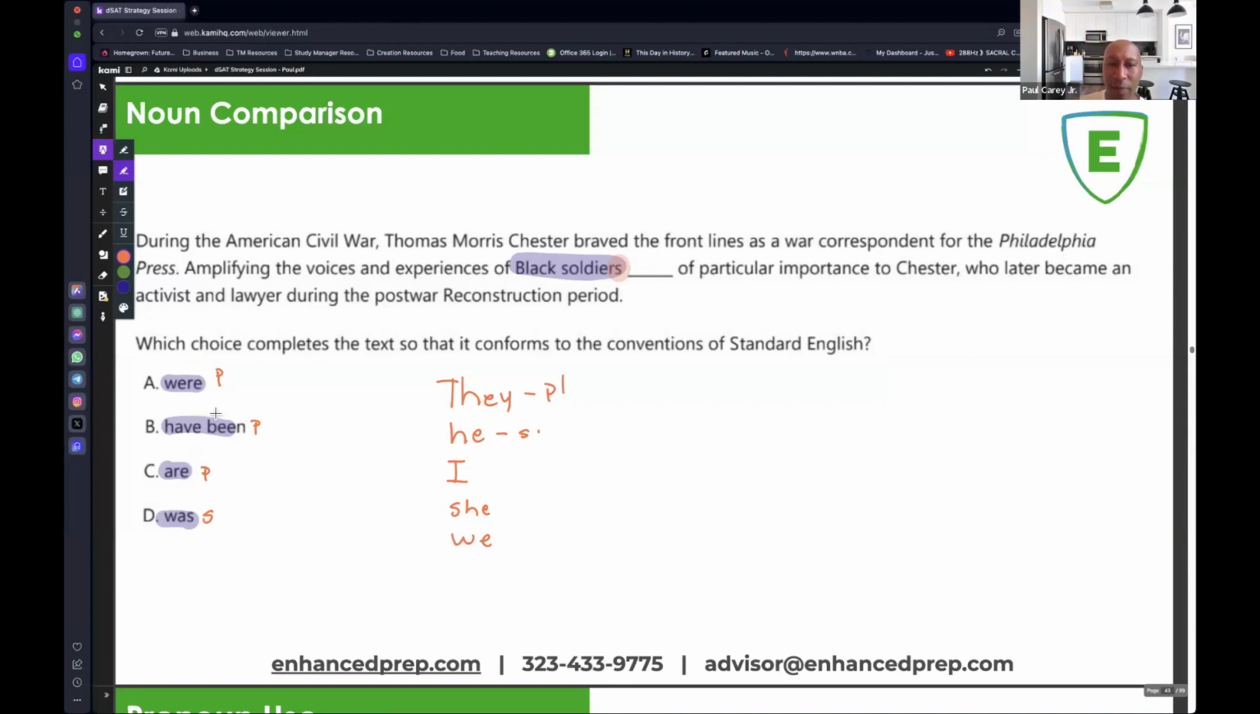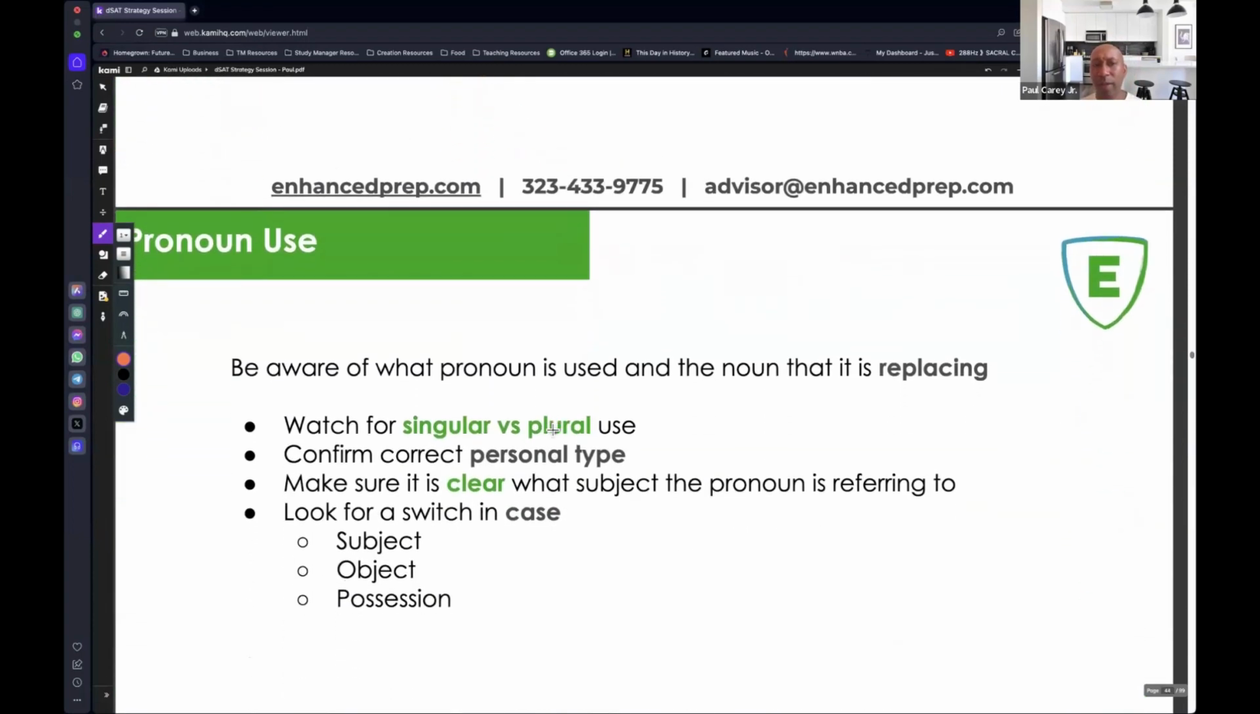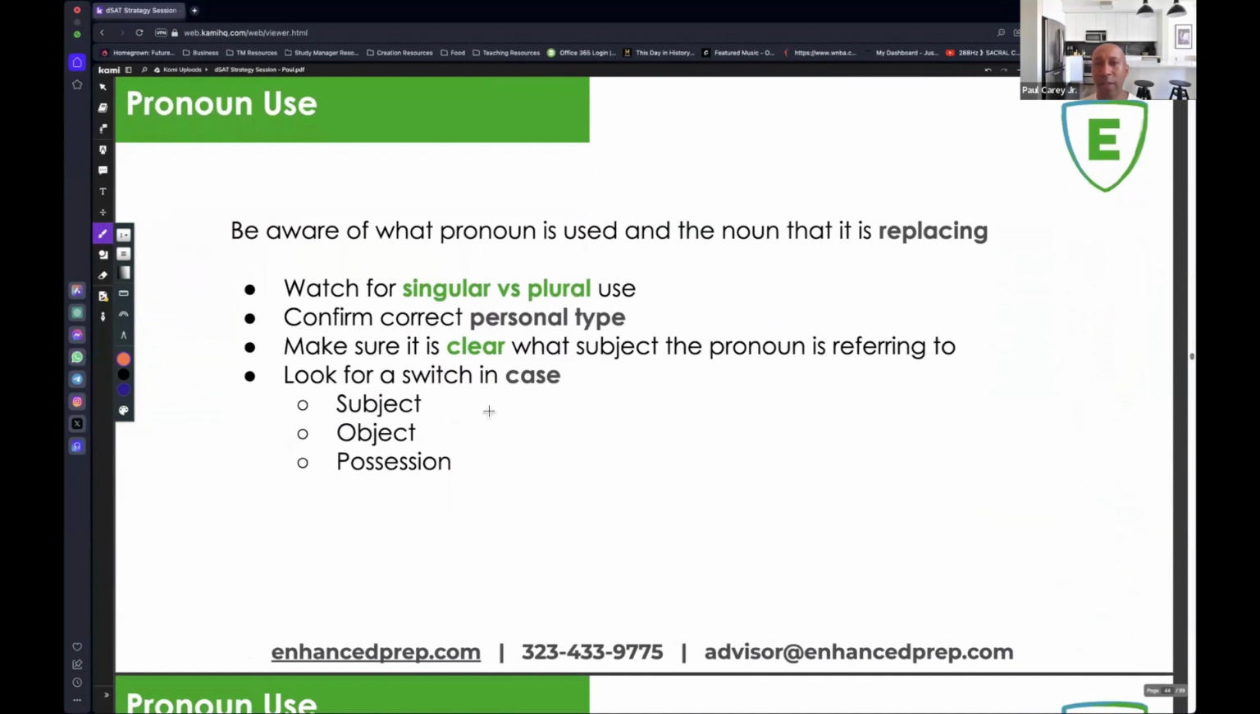Because we would think that it's going to be plural because we have multiple, but remember that this is one of those situations where we have a collective. We're not talking about multiple Black soldiers, just those in general. So "amplifying the voices and experience of Black soldiers was a particular interest." We wouldn't say "Black soldiers were" or "Black soldiers have been of particular interest to Chester," and "Black soldiers are of a specific interest" doesn't necessarily work. So we just want to make sure that when we're going through those problems, we look at all the different keys and clues that are there.